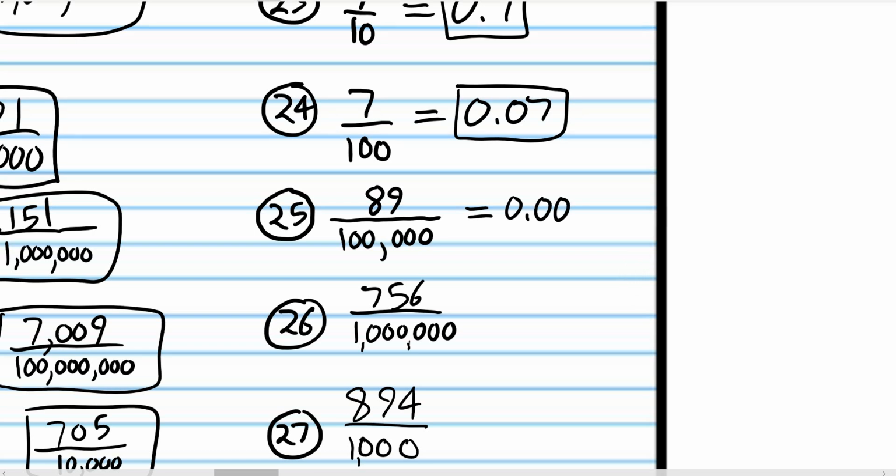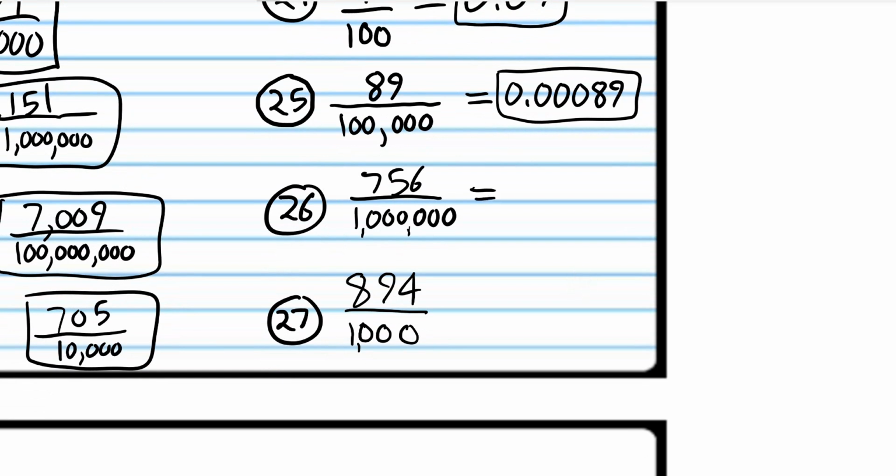Tenths, hundredths, thousandths, 10,000ths is going to be the 8, and then 9 is in the 100,000ths. So the 9 is the last digit, and it's in the tenths, hundredths, thousandths, 10,000ths, 100,000ths. So that works.